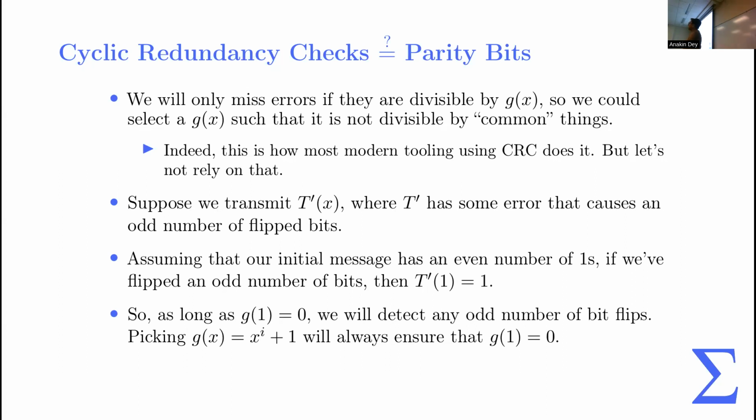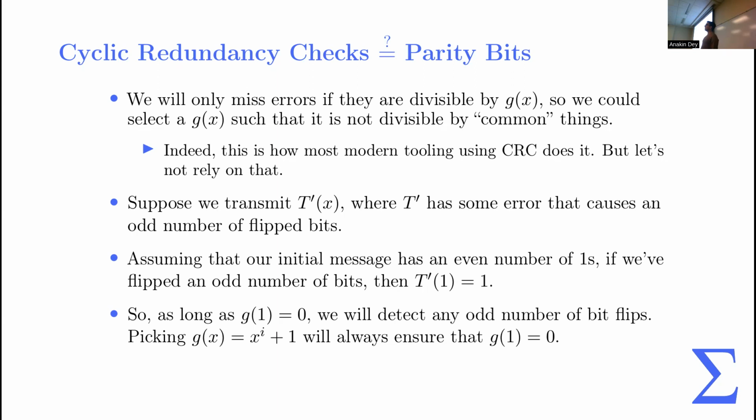Then if we flipped an odd number of bits, plugging in literally the number 1 into our polynomial T prime is going to give us 1, right? Because if we flipped an odd number of bits, initially we had an even number of bits. We're going to have 1 to the n plus 1 to the whatever plus 1 to the whatever, an odd number of times, so it's going to be odd. We're going to get 1. So as long as G of 1 is 0, this case will be fine. We'll detect any number of odd bit flips, just like a parity check bit does. And if we pick G of X equal to X to the I plus 1, then G of 1 will always be 0, because 1 to whatever is 1, plus 1 is going to be 0 over the integers.